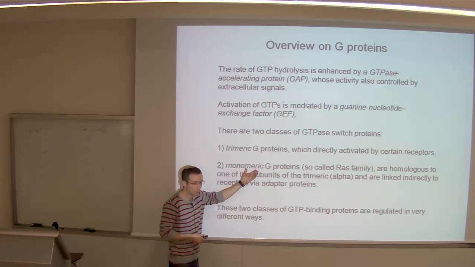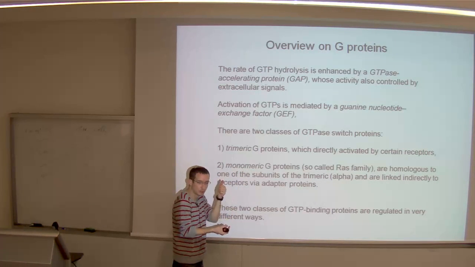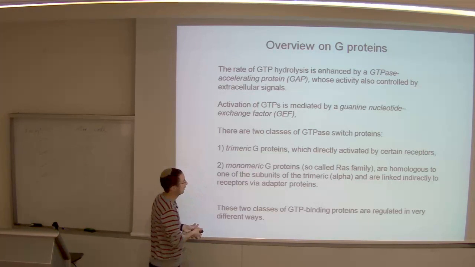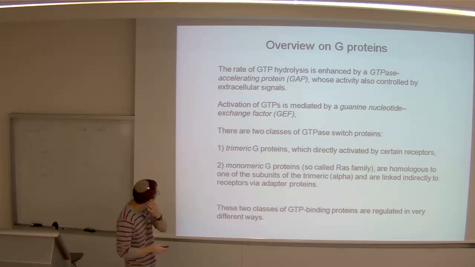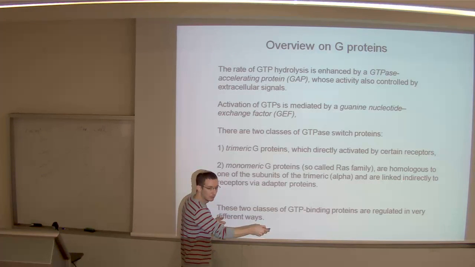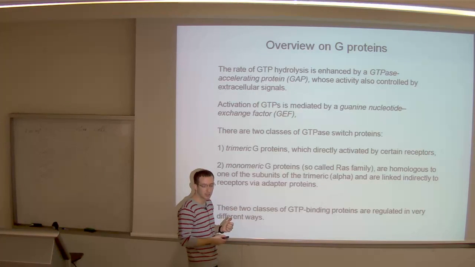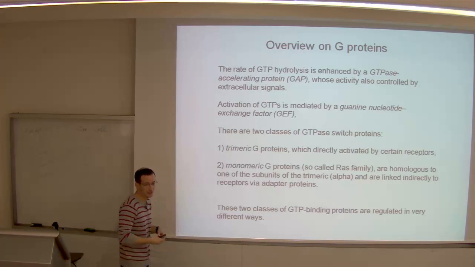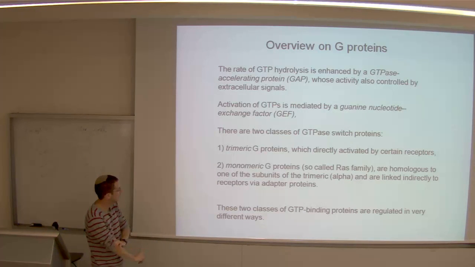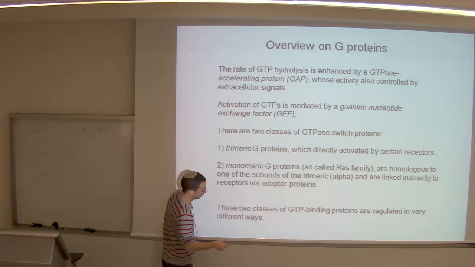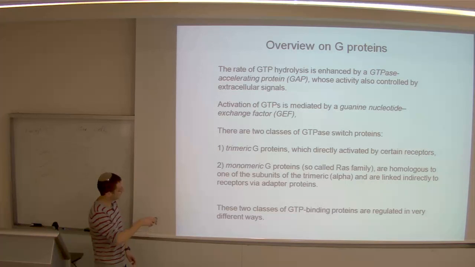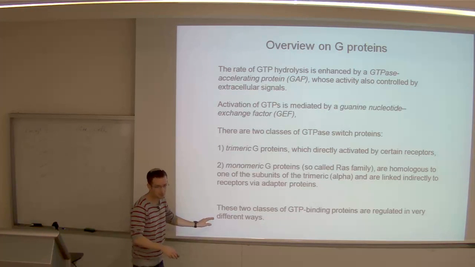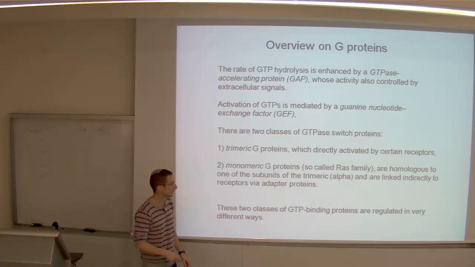So again, the monomeric G protein is actually only the alpha domain from the trimeric one. They are also called the RAS family, and they interact indirectly with membranal receptors, via additional steps. These two classes of GTP binding proteins, the trimeric and the monomeric one, are regulated in very different ways. And that's just a principle. We will not see how that is.